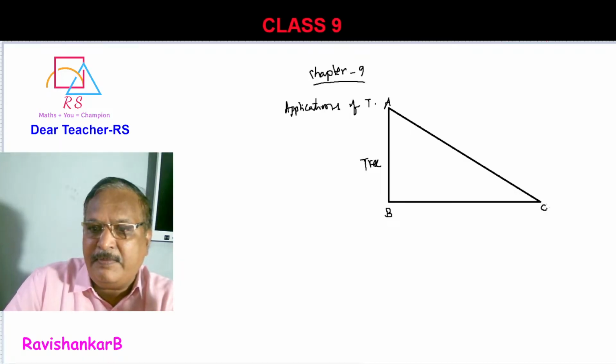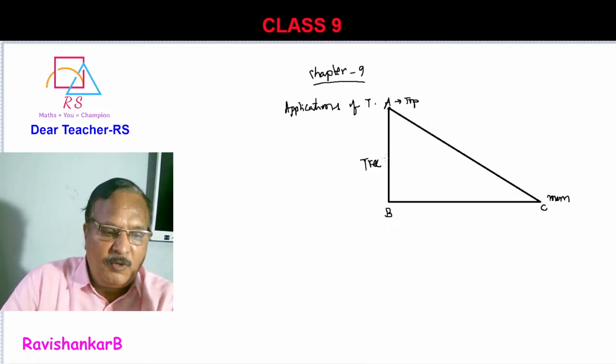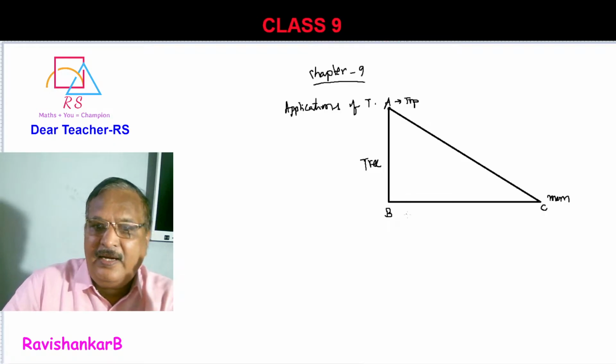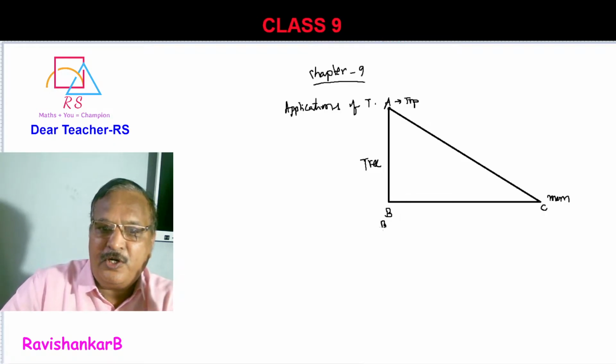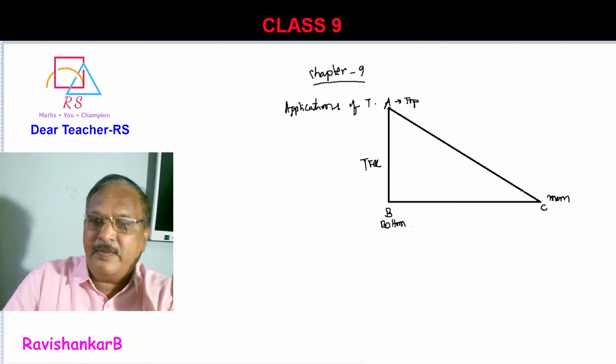And at C, a man is observing the top of the tree. This is called the top of the tree, and this is called the bottom of the tree. A man is observing the top of the tree at a 60 degrees angle.